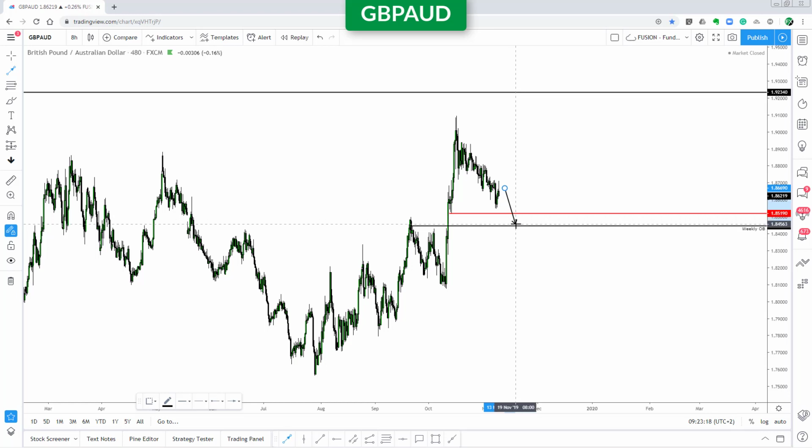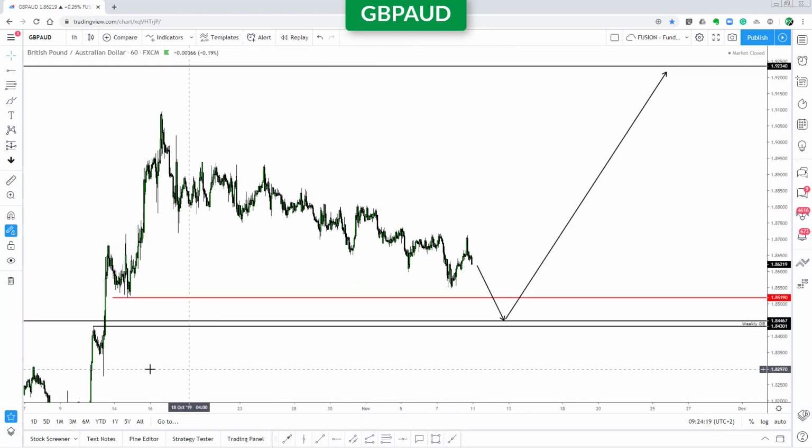This is where hopefully we'll come a little bit lower, and here we'll find our little entry pattern. Then, if all goes to plan, we'll go higher towards this 1.92 level. So this one is quite close to entering, and hopefully early next week we'll find our entry on this one.